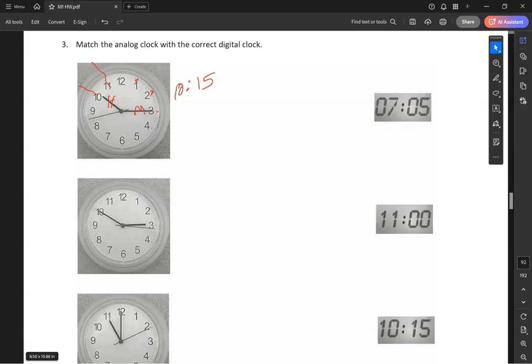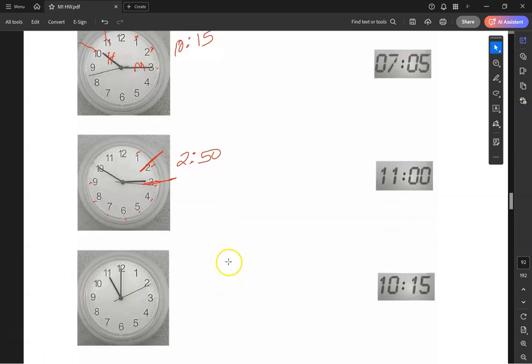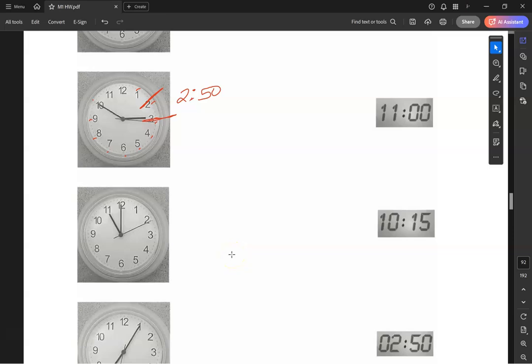Okay, let's look at the next one. The hour hand is almost to the 3, but it's not quite to the 3. So it's in between the 2 and the 3, which would make it 2. And now I count my minutes: 5, 10, 15, 20, 25, 30, 35, 40, 45, 50. Okay, next one. This one, the hour hand is right at 11, and the minute hand is right at 12, so it would be 11 o'clock.